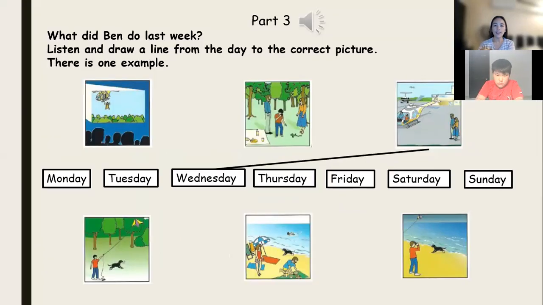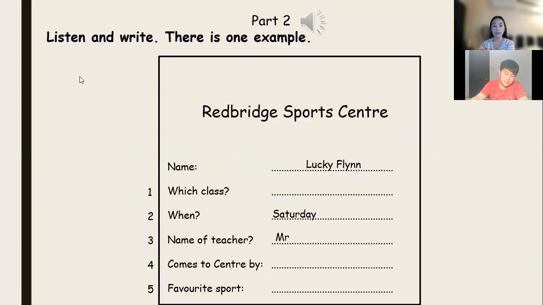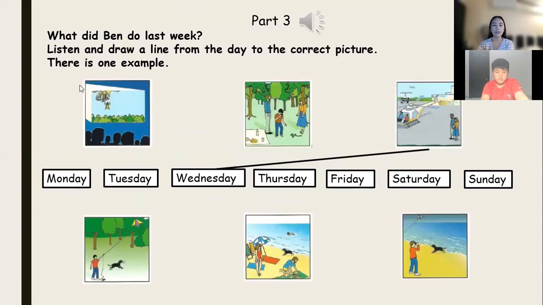Okay, part 3. What did Ben do last week? So listen and draw lines. We're already in part 3. Draw a line from the day to the correct picture. There's one example. Are you ready? Yes. Part 3. Look at the pictures. What did Ben do last week? Listen and look. There is one example.